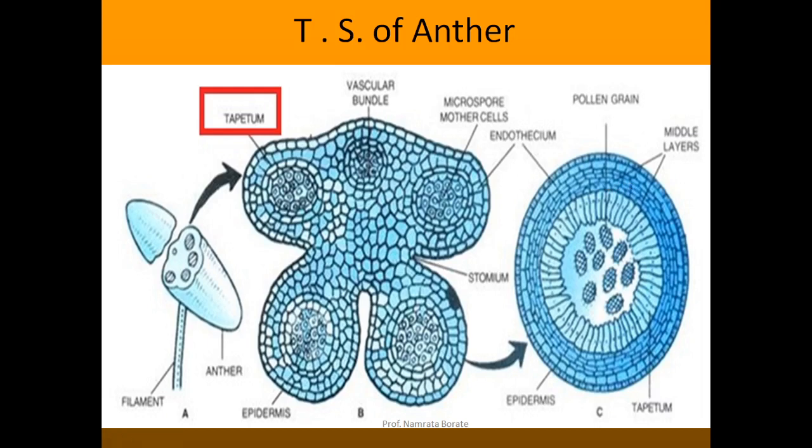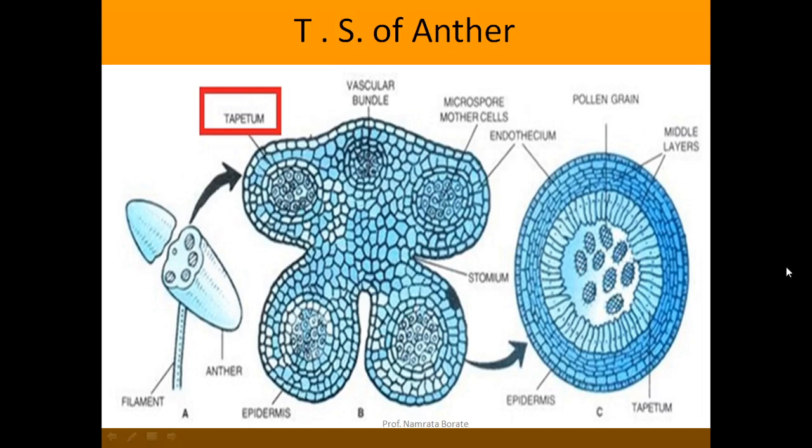storage center for starch. The innermost layer is known as the tapetum. It is the innermost layer of the anther wall. Outermost is the epidermis, second is the endothecium, next is the middle layer, and the innermost layer is the tapetum. This tapetum is present around the sporogenous tissue, so-called the microspore mother cell.